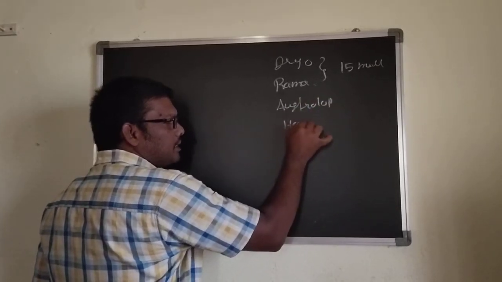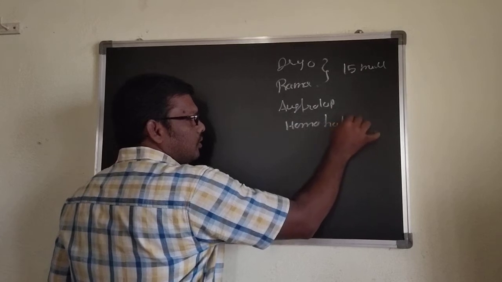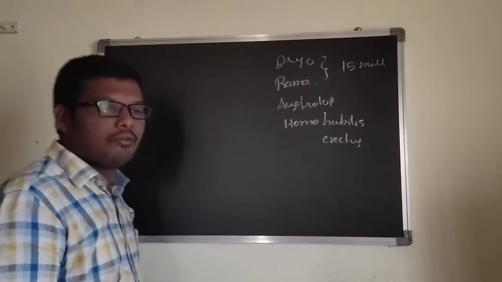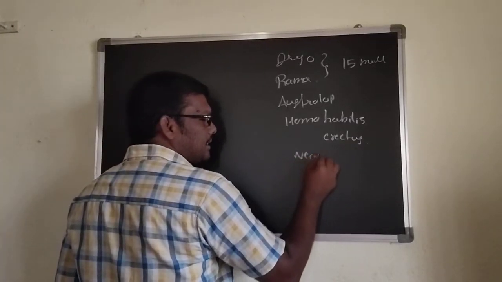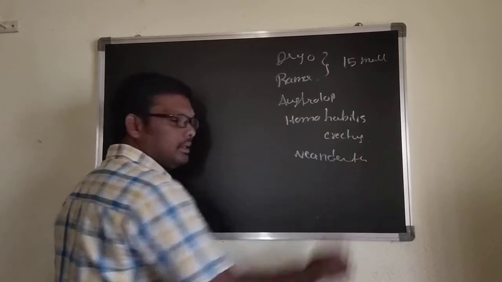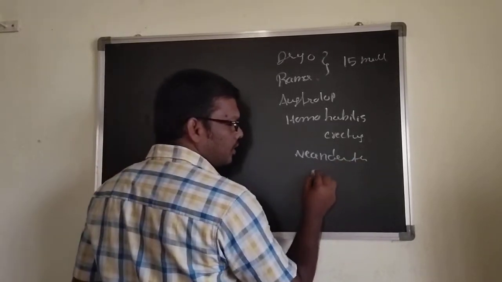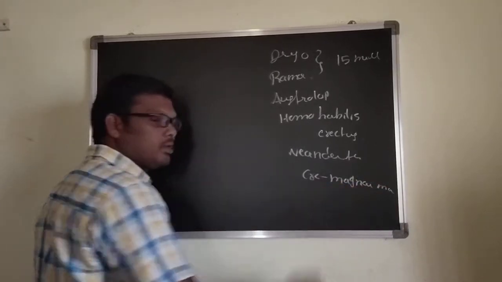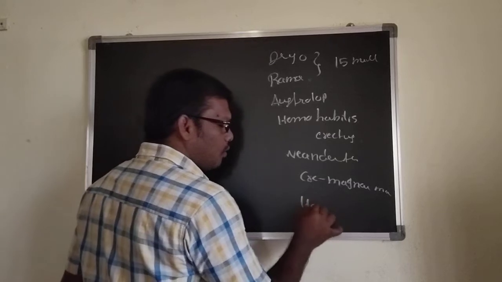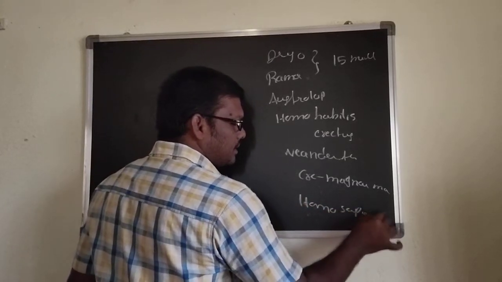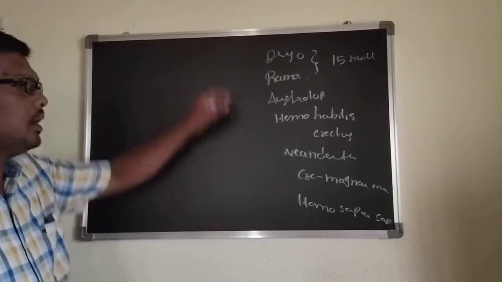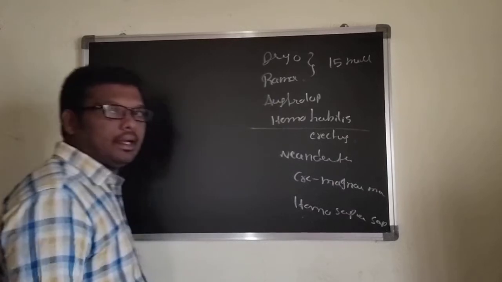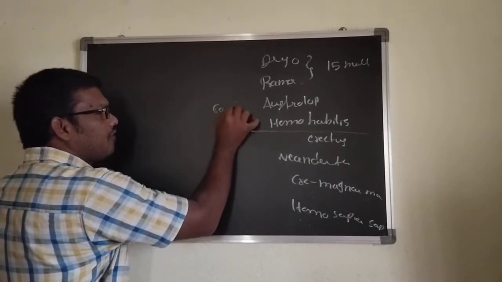After that, Homo habilis. After that, Homo erectus. After that, Neanderthalensis. After that, Cro-Magnons. That is modern Homo sapiens. Later, Homo sapiens. Now, among these, up to here, all of them lived in the East Africa region.